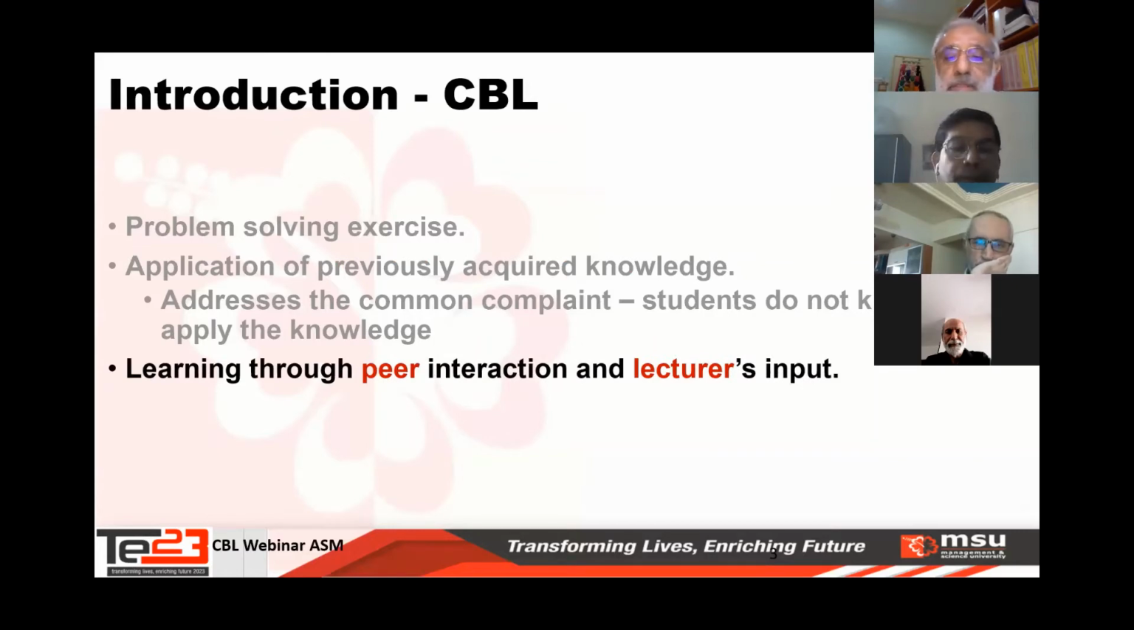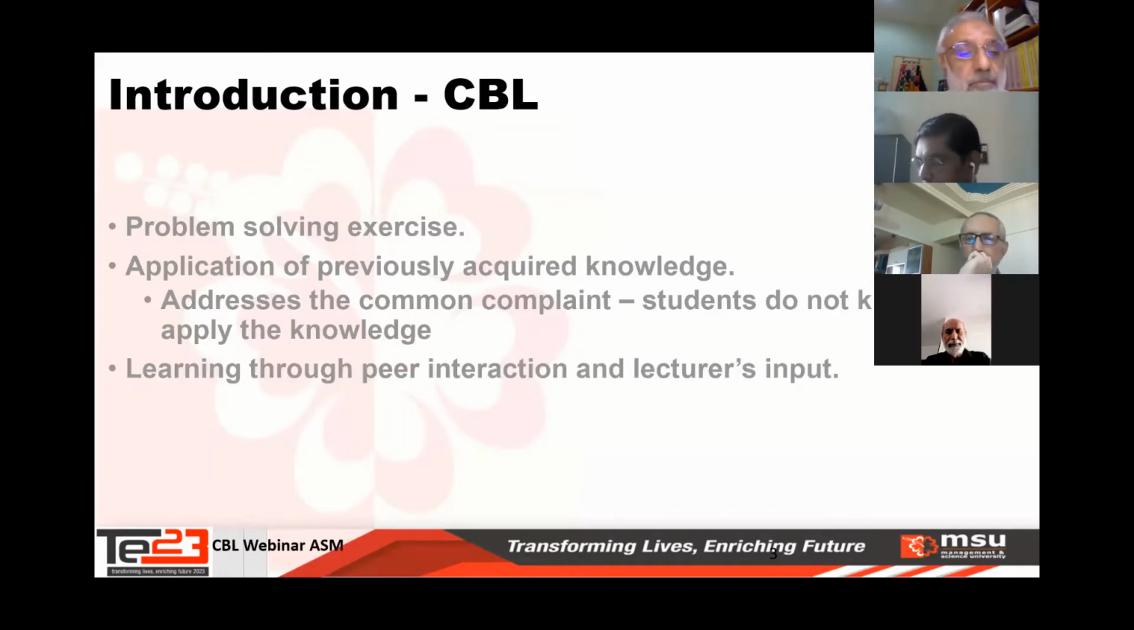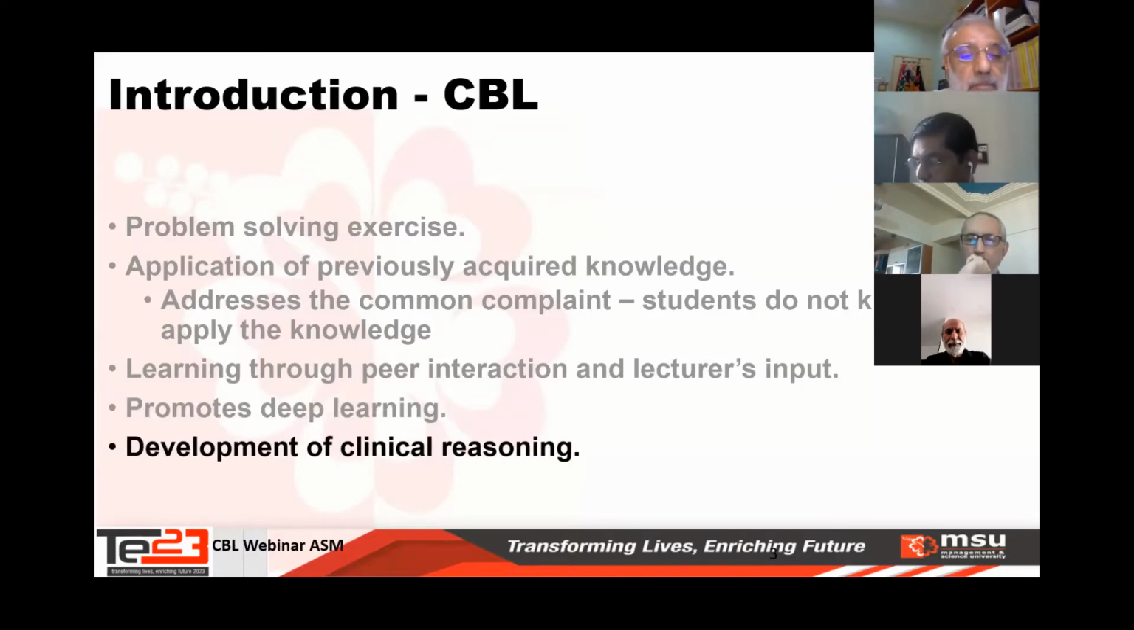Learning through peers, interaction, and lecturers' input. So in CBL, there is learning between the peers and the lecturers. So that is a different aspect from PBL, where the lecturers have a limited role in teaching, whereas in CBL, the lecturers have an important role in teaching. It promotes deep learning and develops clinical reasoning skills among the students.